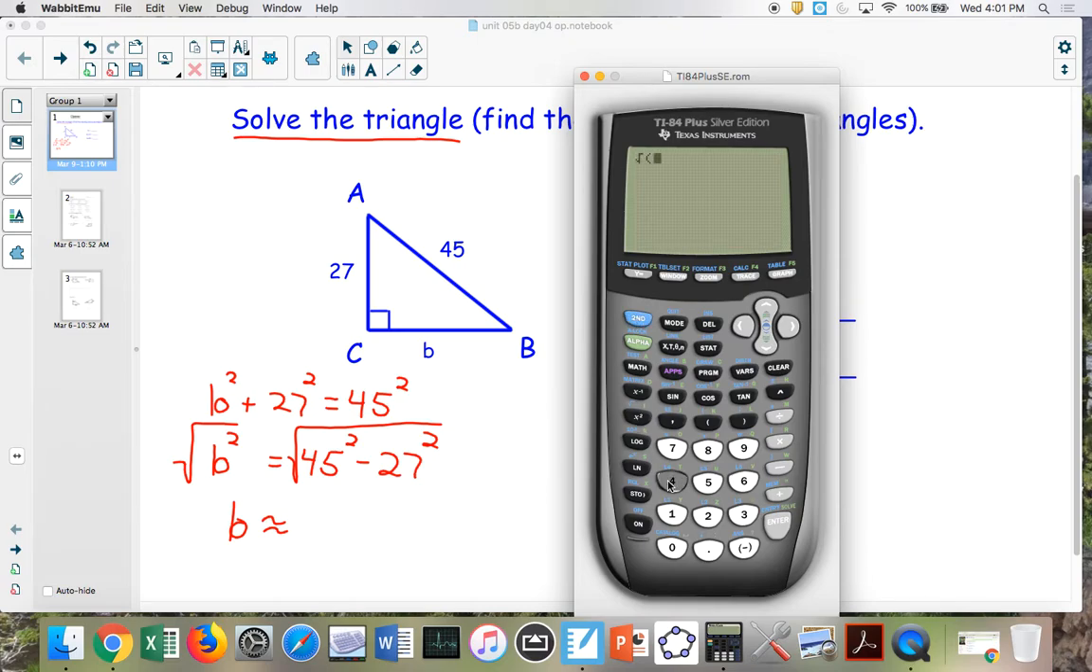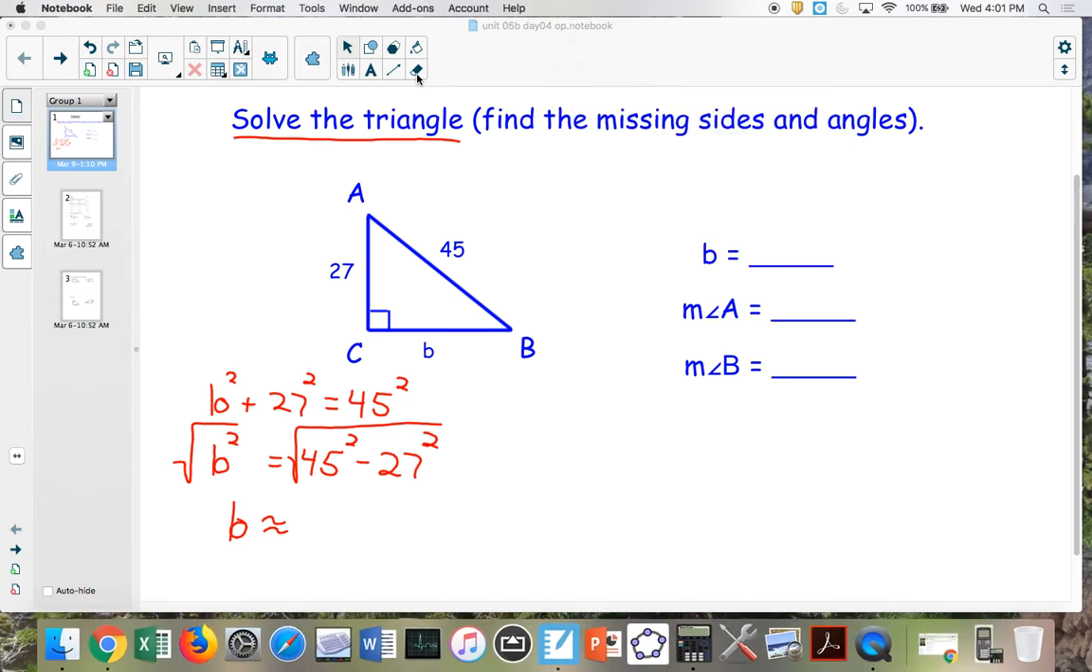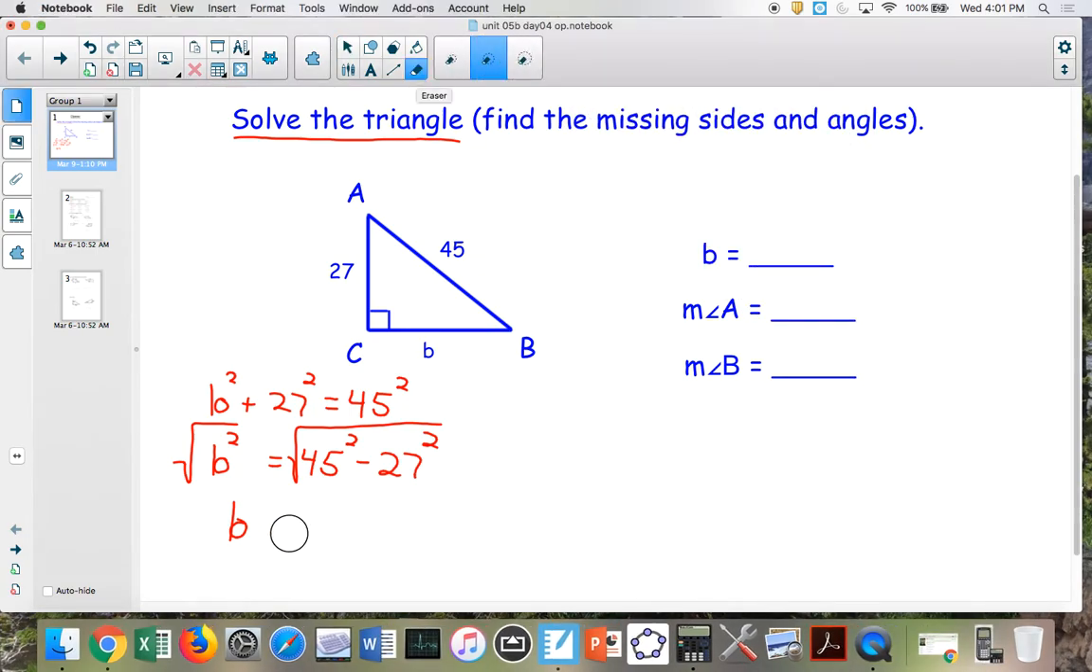Square root 45 squared minus 27 squared. And I get a perfect 36. So even though I had approximately equal to, we can actually write equals 36. So there's my first answer. This missing side is 36. Now I want to find my angles.